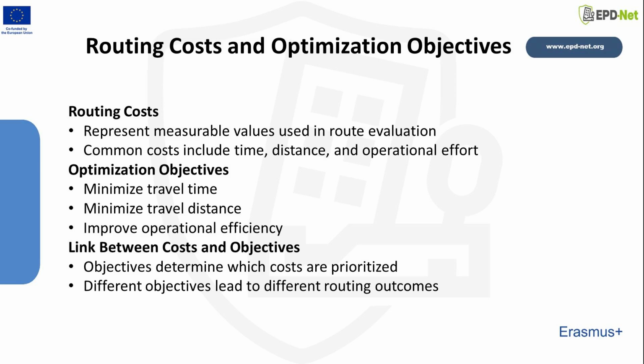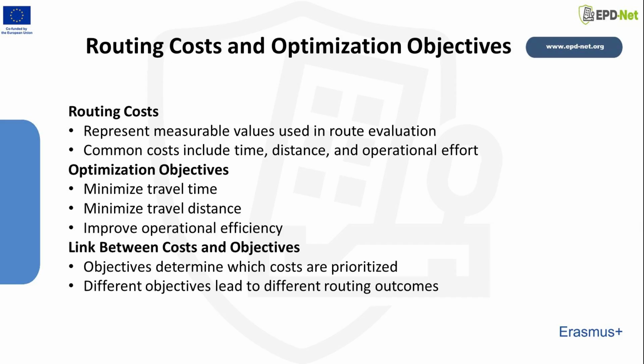Routing costs are measurable values used to evaluate and compare alternative routes. These costs represent what the routing system is trying to minimize or optimize during route calculation. Common routing costs include travel time, travel distance, and other operational measures related to efficiency.